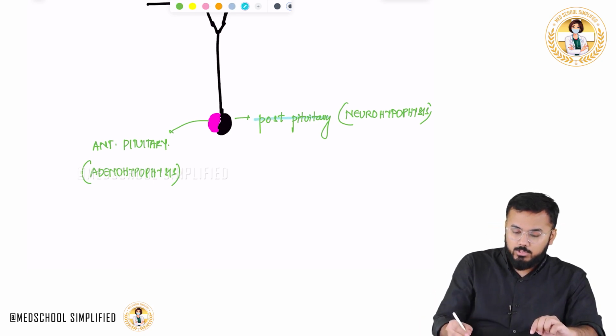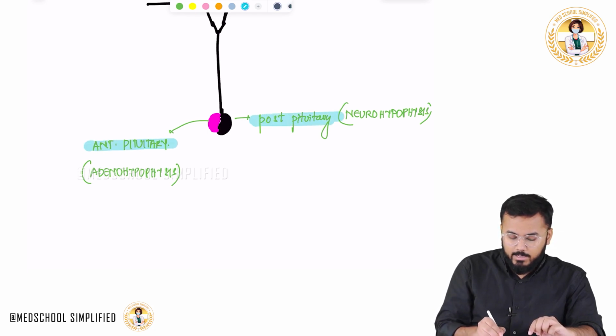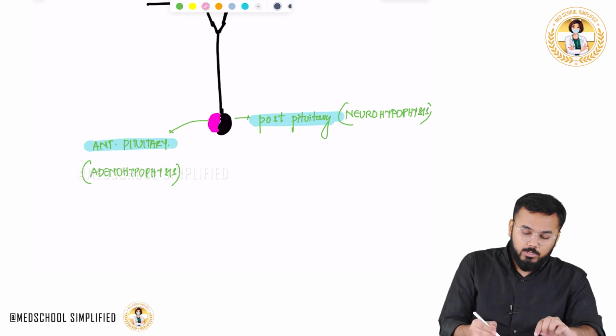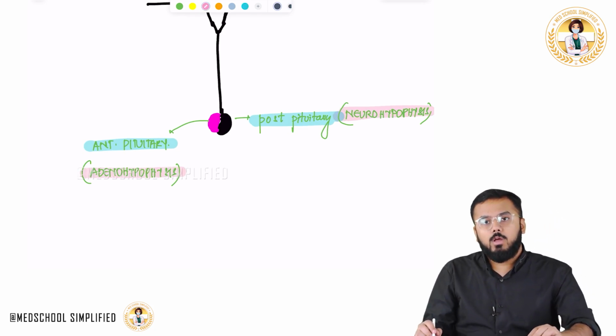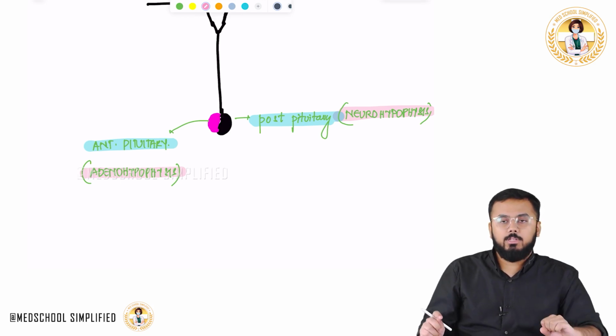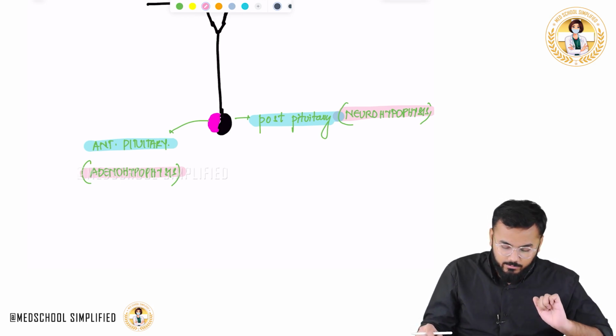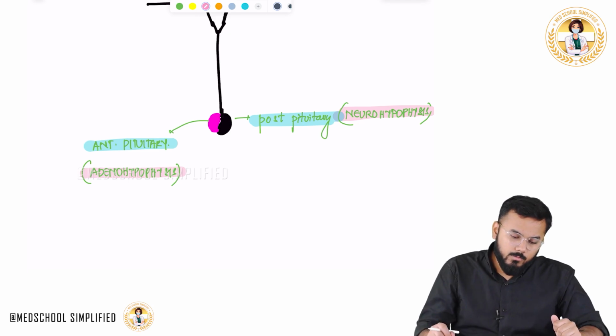Okay, so you have got two important things. One is the posterior pituitary over here, and we have the anterior pituitary over here. So posterior pituitary is called a neurohypophysis, anterior pituitary is called an adenohypophysis. So this is one of the important things you need to remember over here, right? Next.